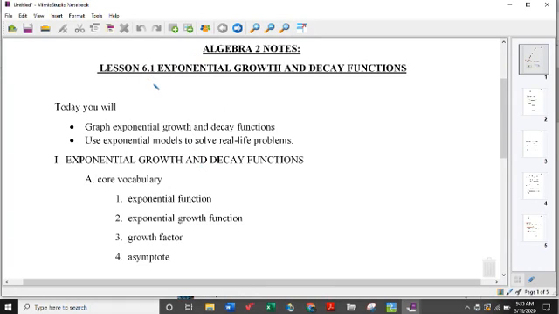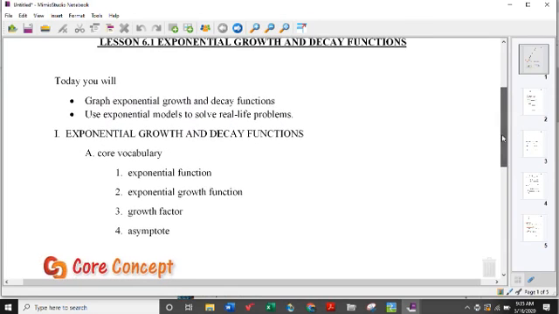Going to be reviewing exponential growth and decay functions. So you're going to graph these growth and decay functions and use exponential models to solve real life problems. Again, Desmos is always available to you to help you with the graphing part of it.